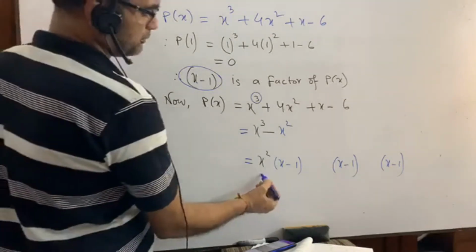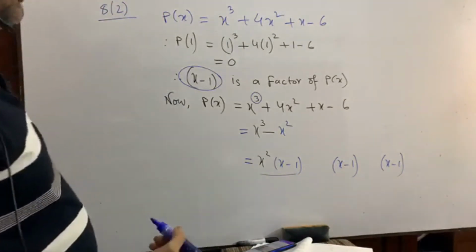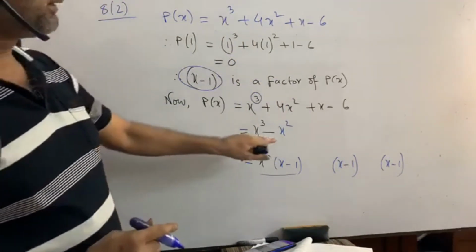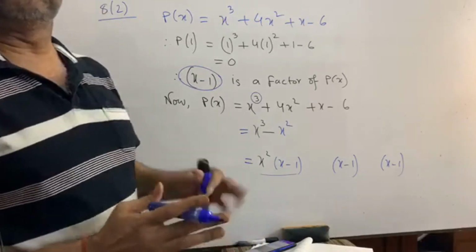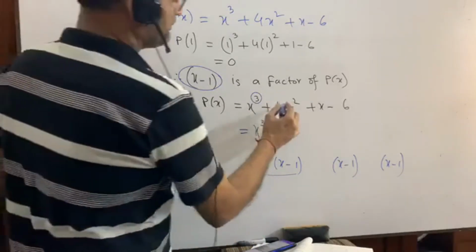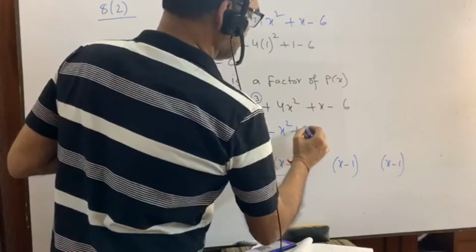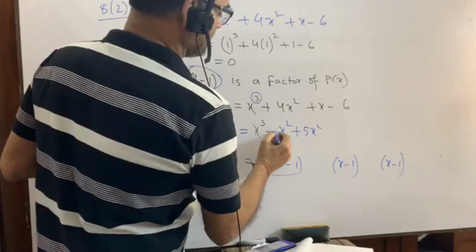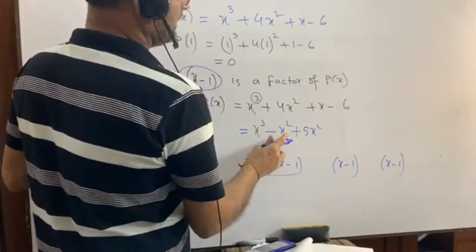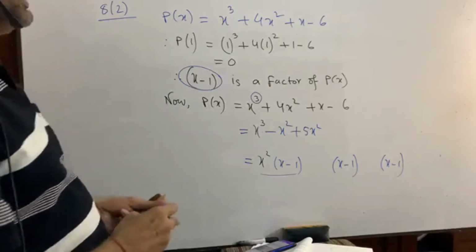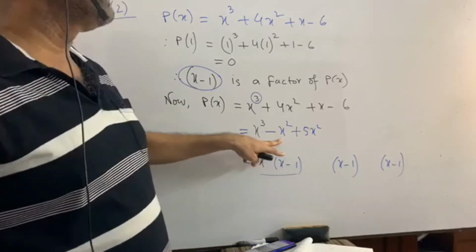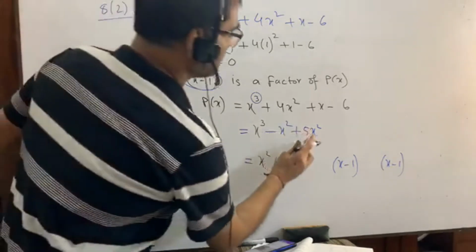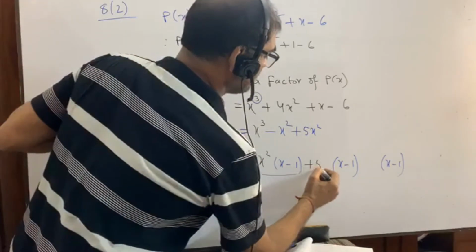What have we done? We have done up to this. Now you see what we need here. It is plus 4x square, but we have minus x square. What else do we need for balancing? We need plus 5x square. This 5x square and this minus x square will make 4x square. What is here? It is plus 5. You write down, it is plus 5.